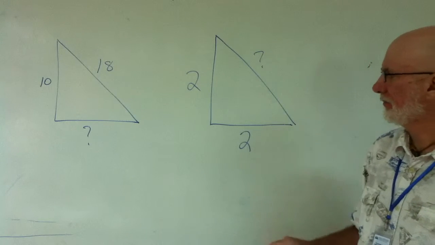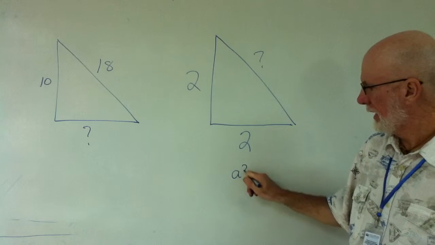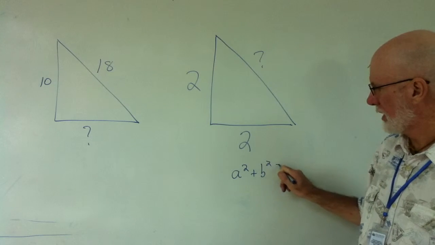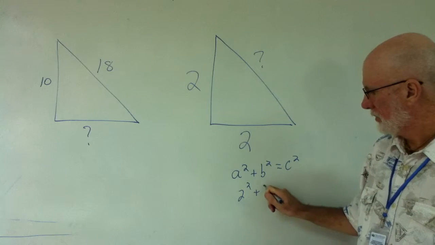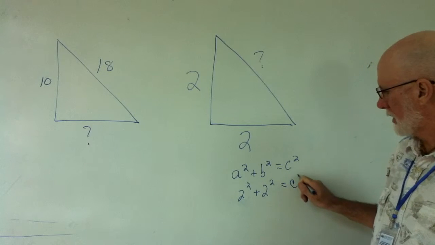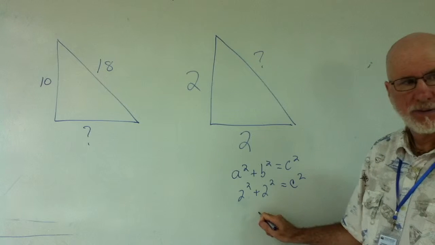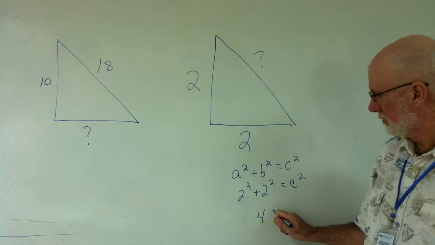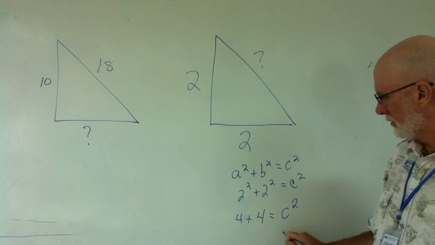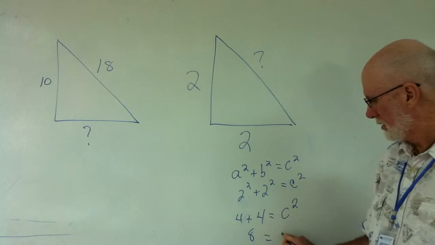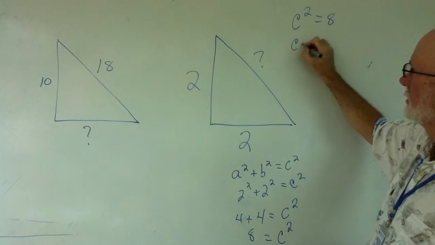What do we got? What's this one going to be? Remember? A squared plus B squared equals C squared, right? So it's going to be 2 squared plus 2 squared equals C squared. Isn't it going to be 4 plus 4 equals C squared? 8 equals C squared. So C squared equals 8. C is going to equal what?